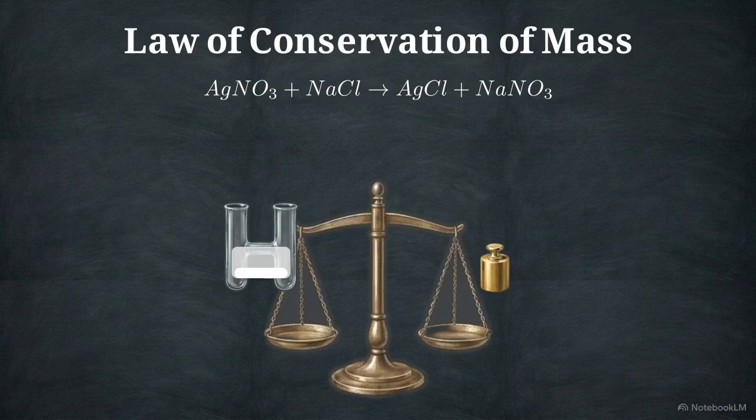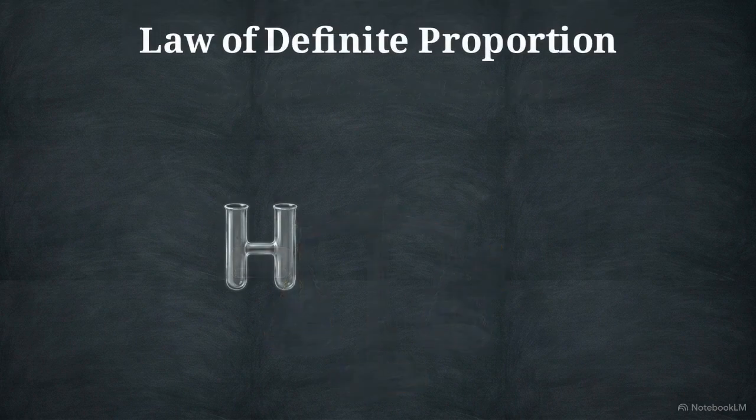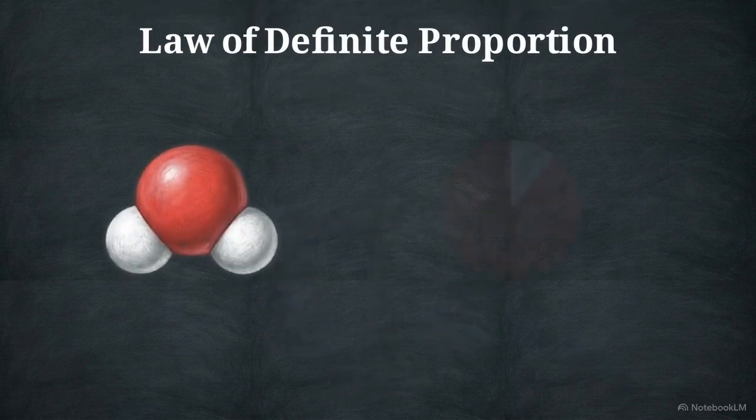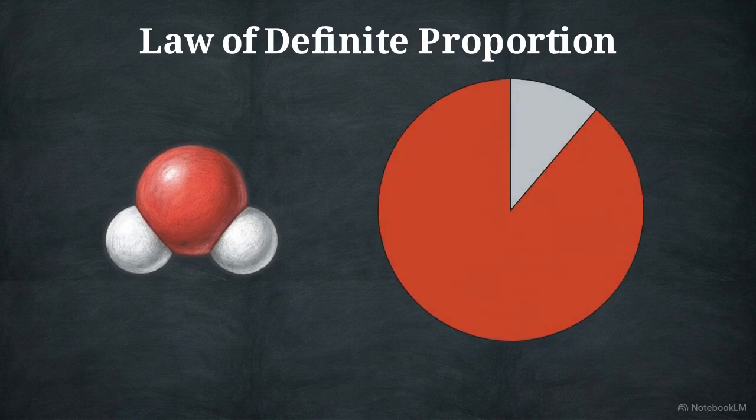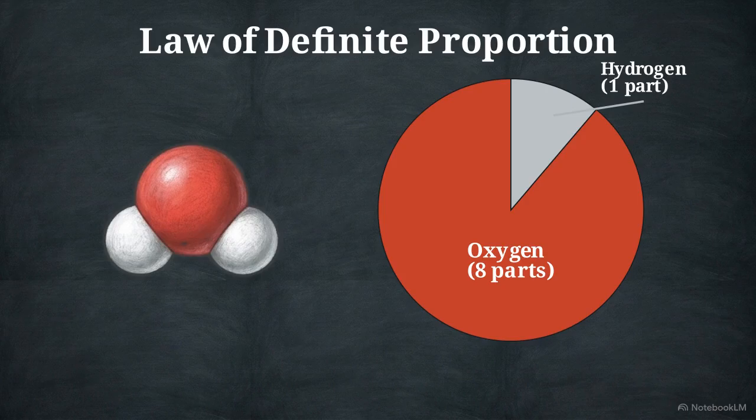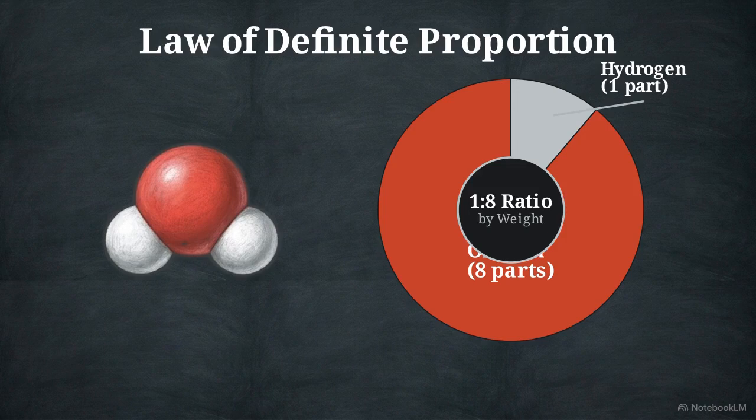The law of definite proportion holds that a pure chemical compound always contains its elements in the exact same ratio by mass. This pie chart shows pure water. Whether you pull it from a lake or synthesize it in a lab, it maintains a fixed 1:8 ratio by weight of hydrogen to oxygen.